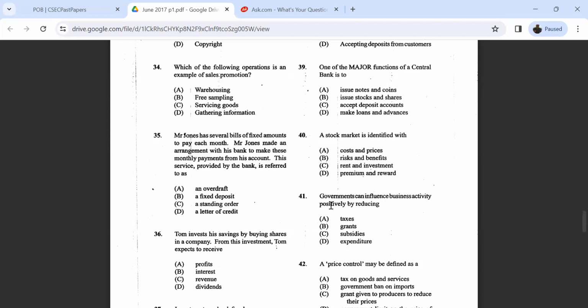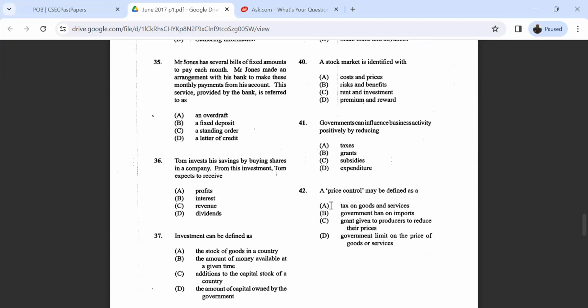Number 40, a stock market is identified with costs and prices, risks and benefits, rent and investment, or premium and reward. B. B, risks and benefits. Because when you buy stock, there's a chance that the stock could increase in value or decrease in value. So you're taking a risk, but there's a chance that you could have a benefit, right? If it increases in value after you buy it, you get through.